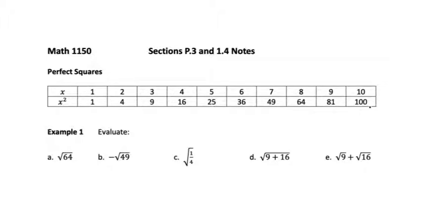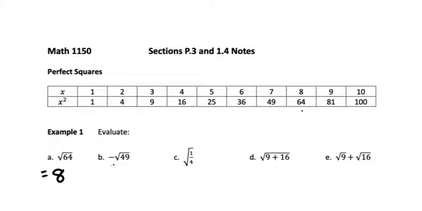And we can use this chart in reverse to calculate square roots. So for example, the square root of 16 is 4 because 4 squared is 16. So first we're going to evaluate some simple square roots. The first one is square root of 64. So looking at this chart, 64, the square root of that is 8, because 8 to the second power is equal to 64.